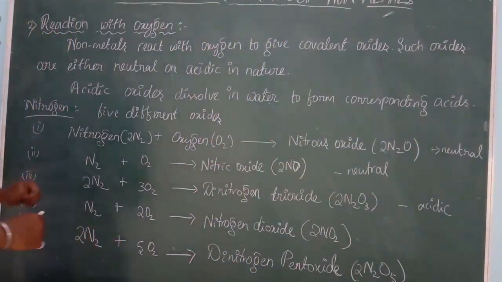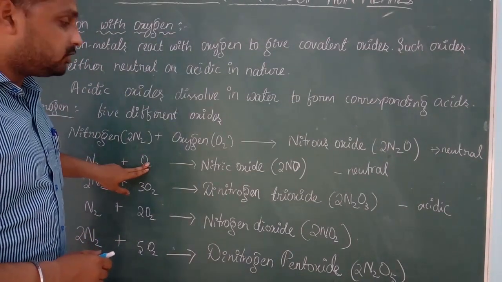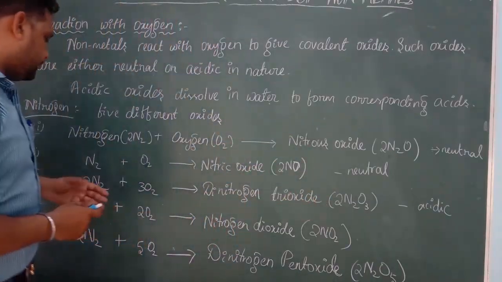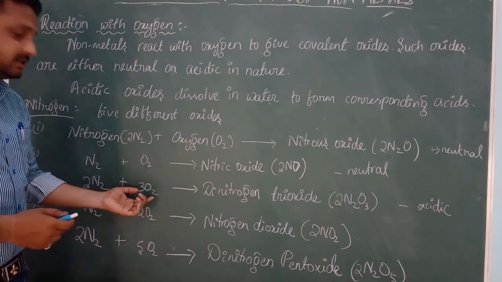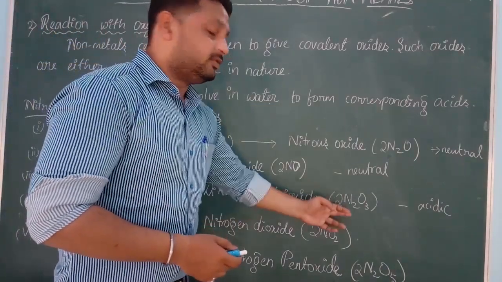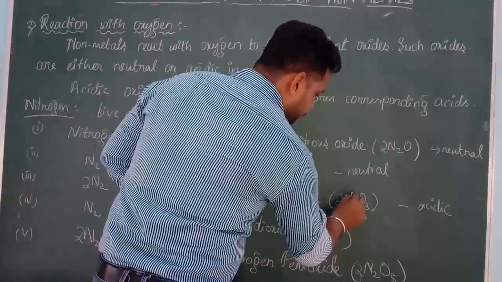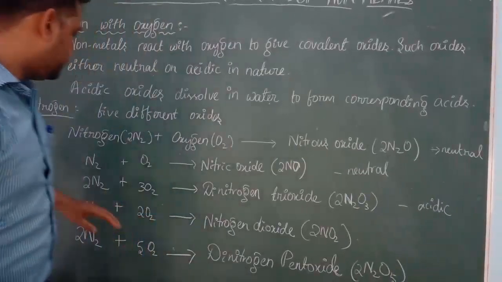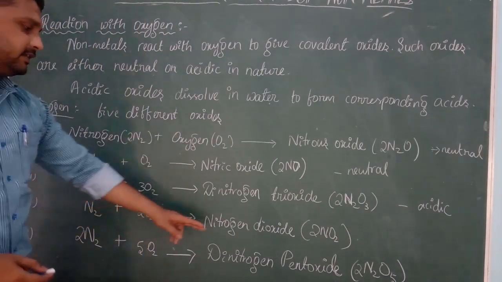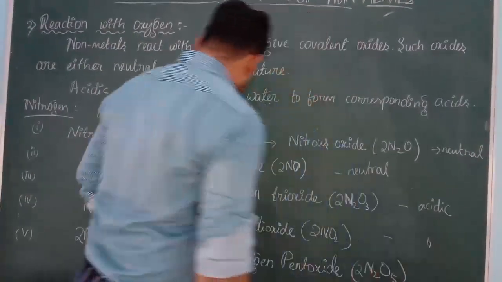If you take 1 molecule of nitrogen and react with 1 molecule of oxygen, we get nitric oxide, which is also neutral. Now, if you take 2 molecules of nitrogen and react with 3 molecules of oxygen, we get dinitrogen trioxide, which is generally acidic in nature. The formula is N2O3. Then, if 1 molecule of nitrogen reacts with 2 molecules of oxygen, you get nitrogen dioxide, which is also acidic in nature.